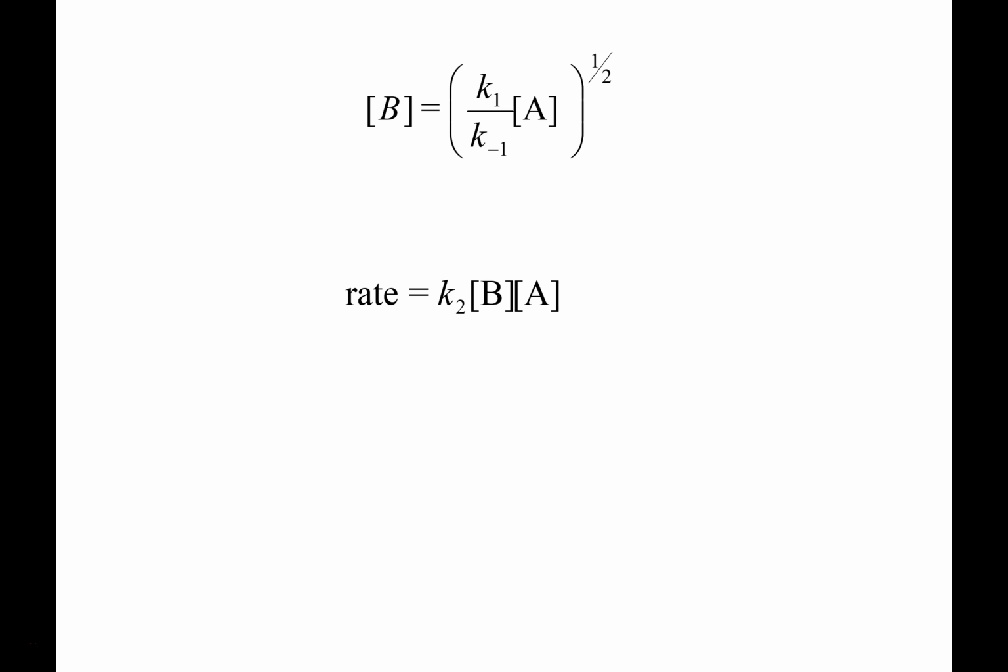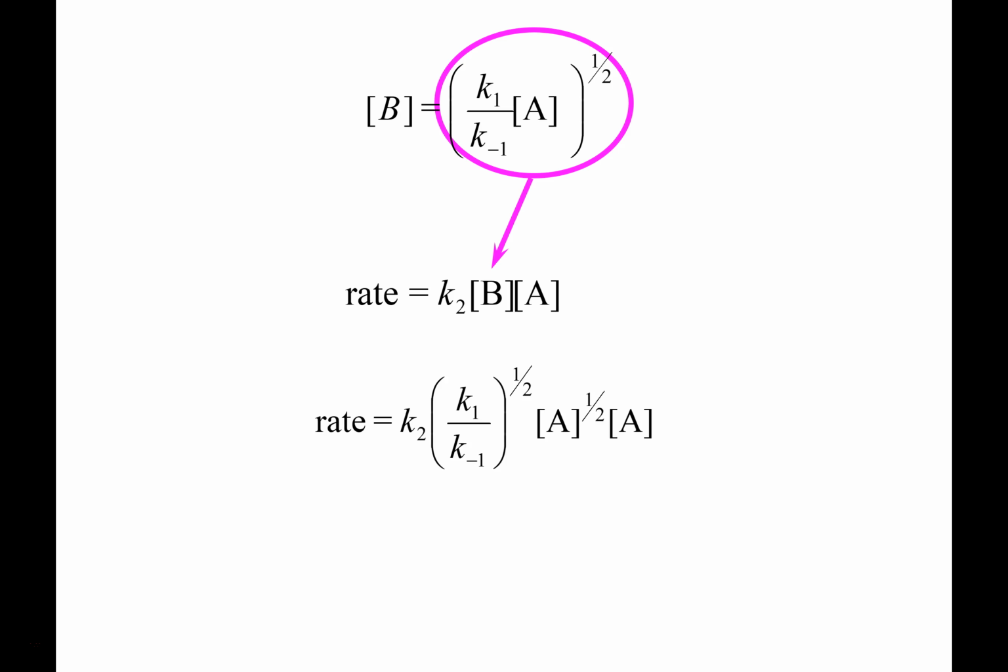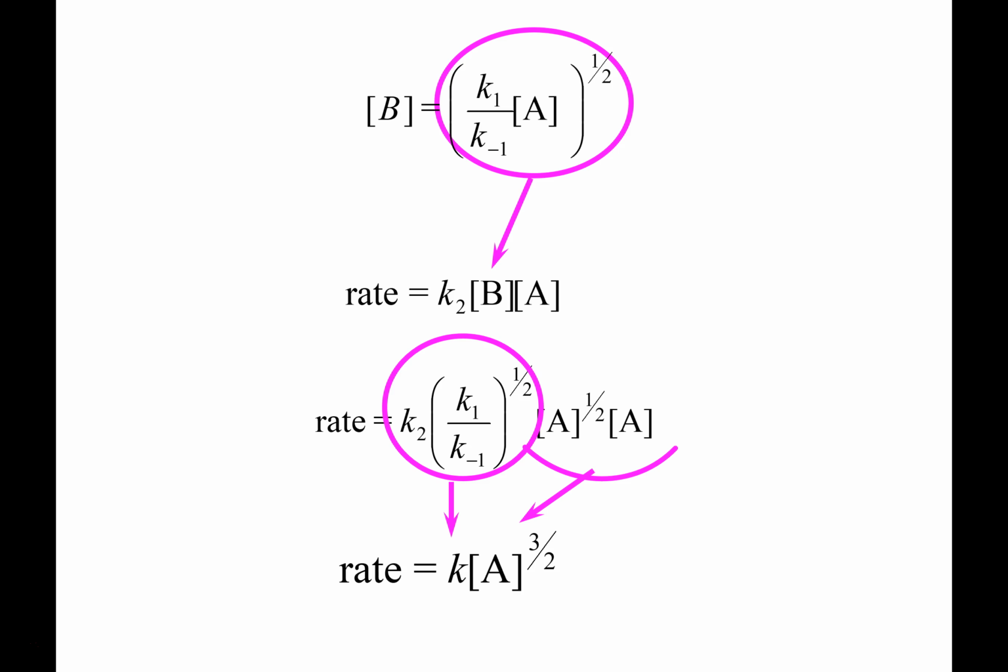And this is where, can you see what's going to happen? If you take A to the 1/2 times A to the first power, you add the powers, and you get 1/2 plus 1 or 3/2. That's where your A to the 3/2 power will come from. We're going to combine our K's. And it looks like this. QED.